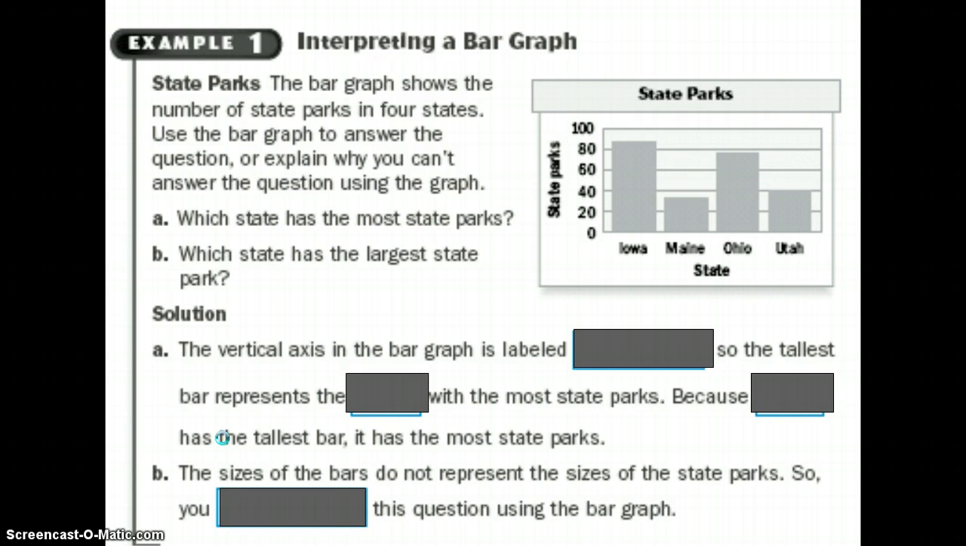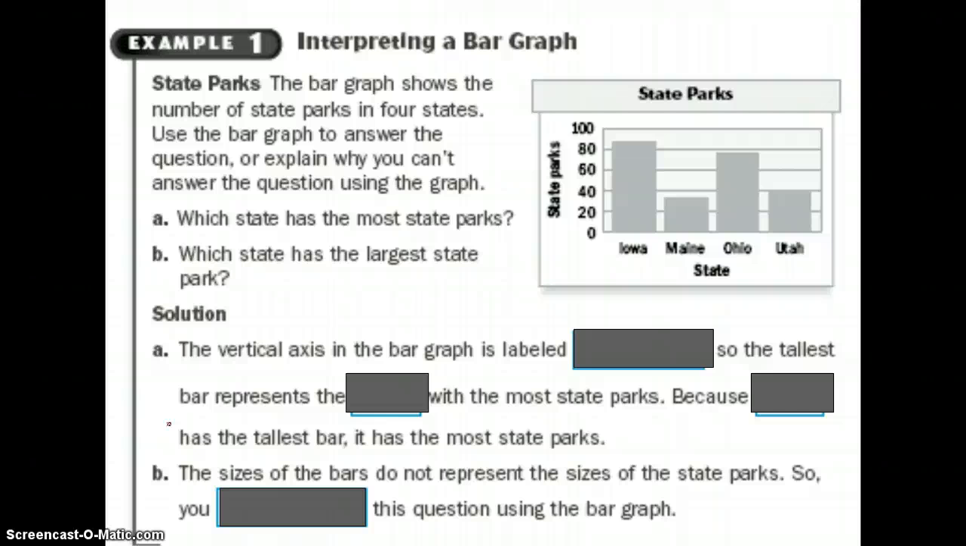Example 1. The bar graph to the right shows the number of state parks in 4 states. Use the bar graph to answer the question or explain why you can't answer the question using the graph. Sometimes there are questions to a graph that you can't answer by that specific graph. You would need another graph in order to answer that question.